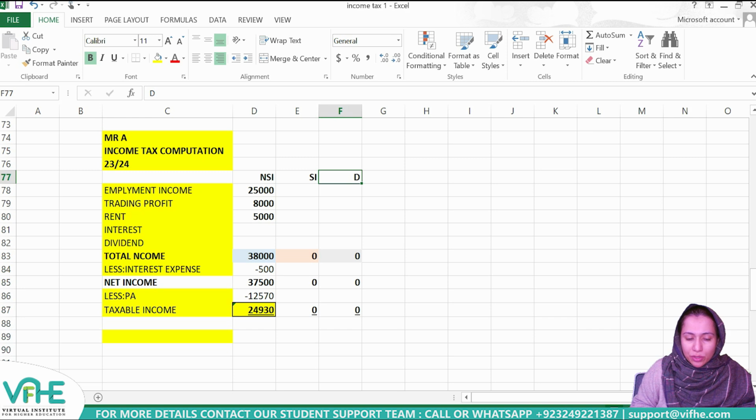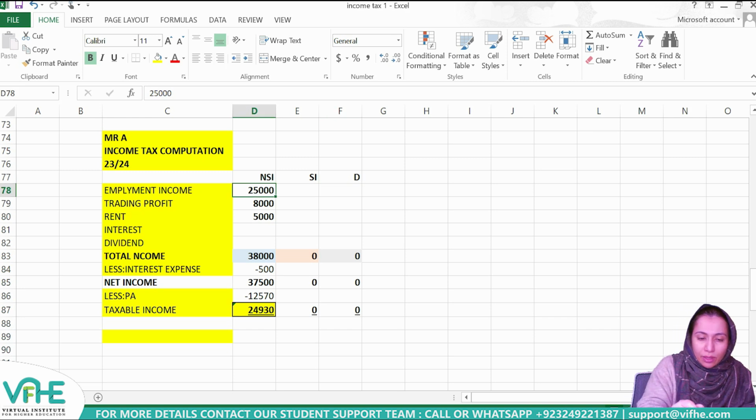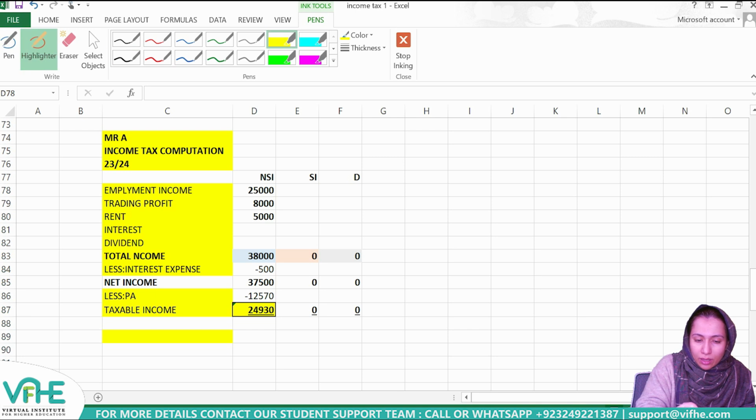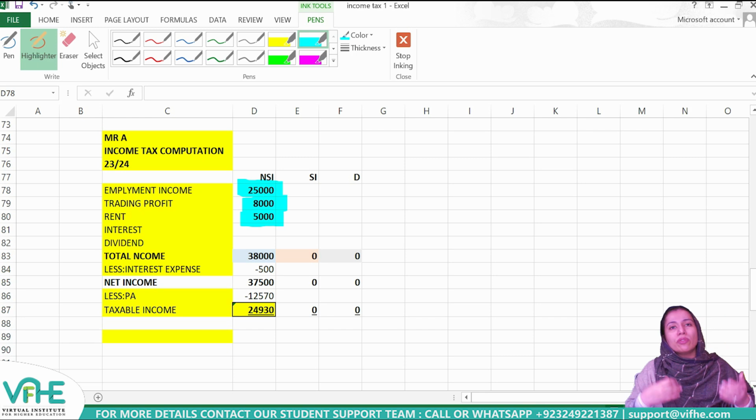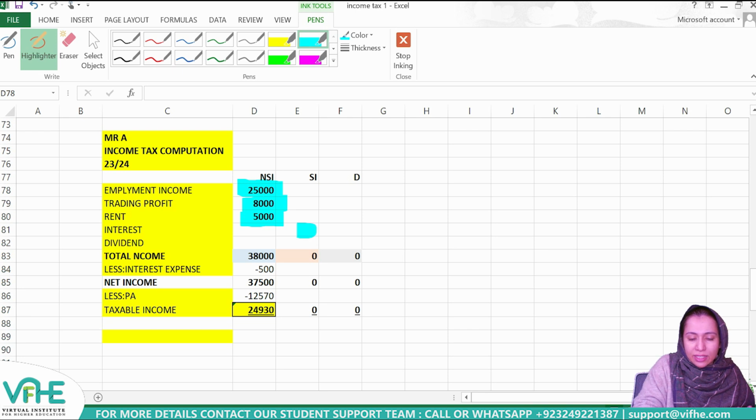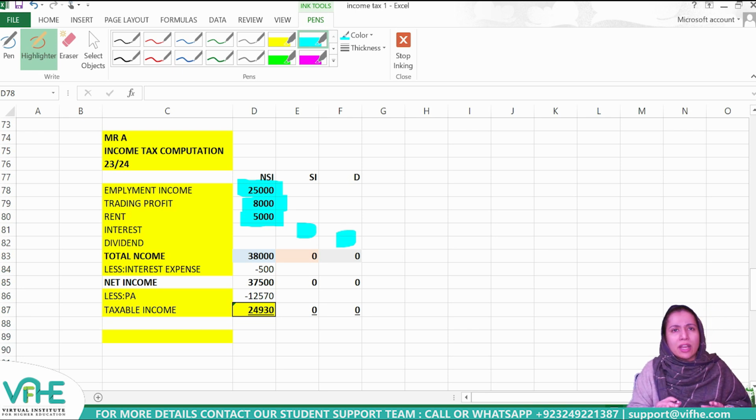For instance, this person has got an employment income of £25,000, trading profit of £8,000, and rental income of £5,000. All of these incomes shall always be mentioned under the non-savings column. But let's say he does not have any savings or dividend income. And by the way, if a person does not have savings or dividend income, then there is no need to make the columns for those sources of income which do not exist.